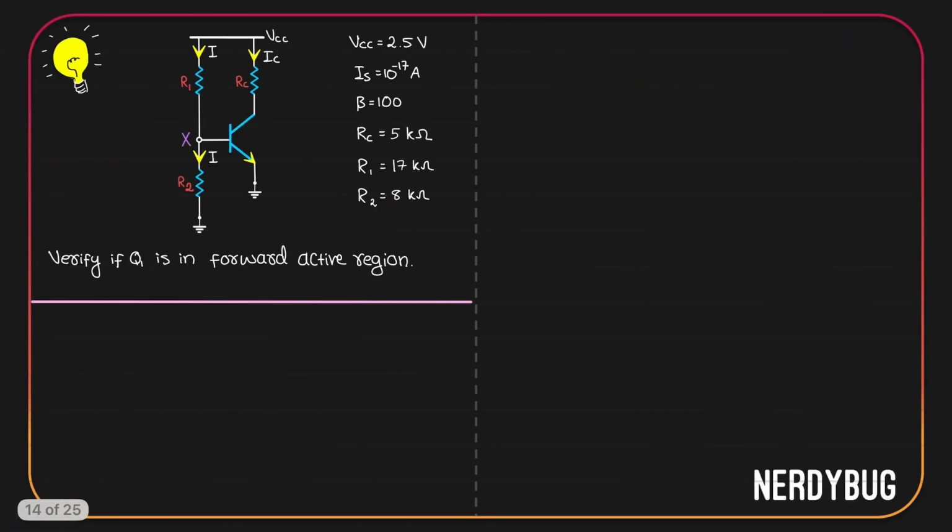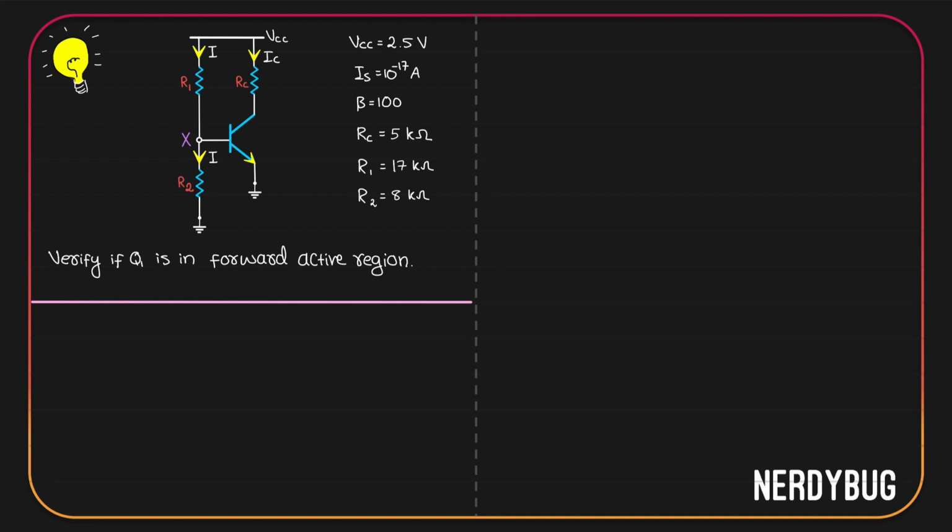Let us now solve a problem. We have a transistor and we have biased it using the voltage division method. VCC is 2.5 volt, IS is 10 raised to minus 17 ampere, beta is 100, RC is 5 kilo ohm, R1 is 17 kilo ohm and R2 is 8 kilo ohm. We have to check if Q1 is in forward active region. What is Q1? It is the name of the transistor.